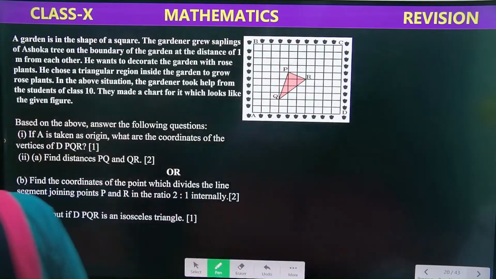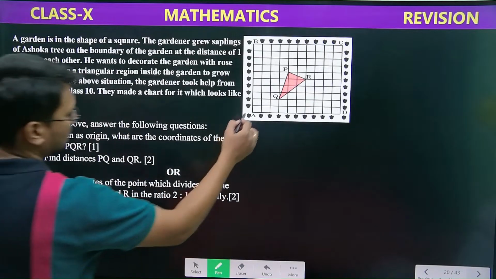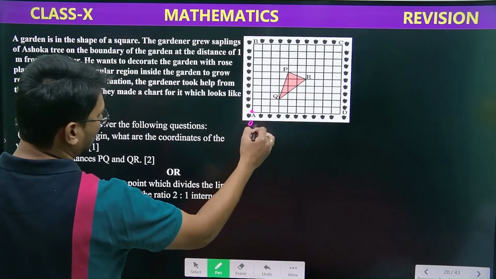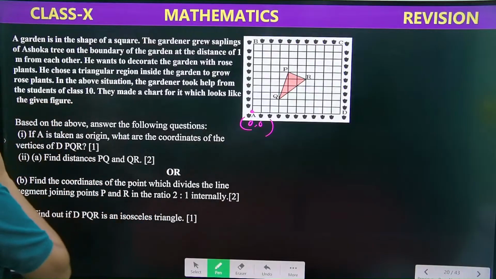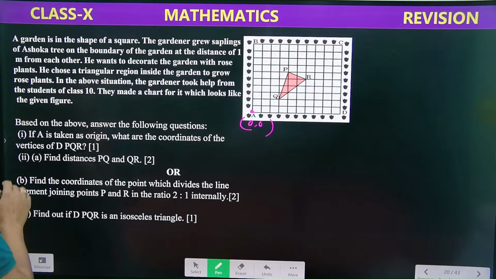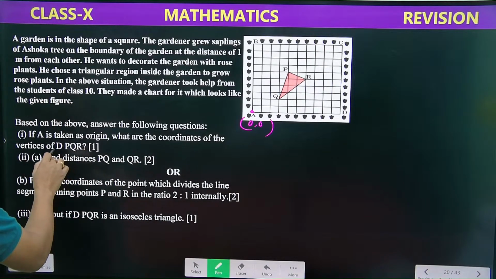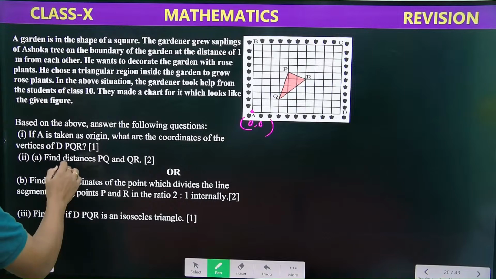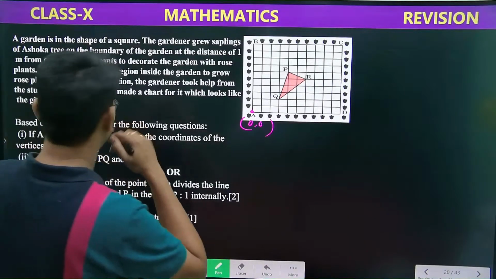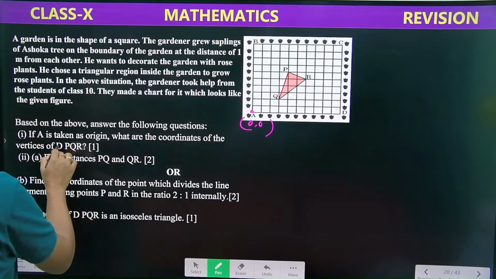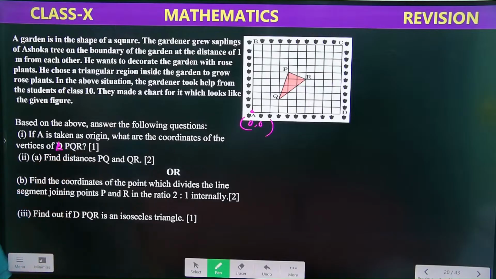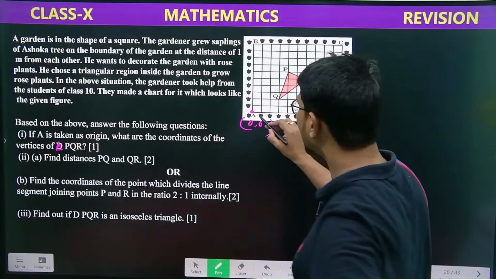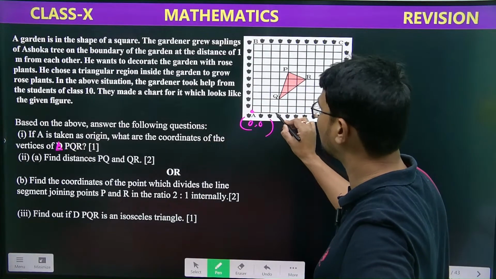A is taken as origin. A is taken as origin, children. A is the origin here, 0 0, meaning the coordinate is 0 0. What are the coordinates of the vertices of triangle PQR? It is actually a triangle, not D. Vertices of triangle PQR. What are the coordinates? Let's write it down. Check. If this is 0, then this is 1, 2, 3, right?